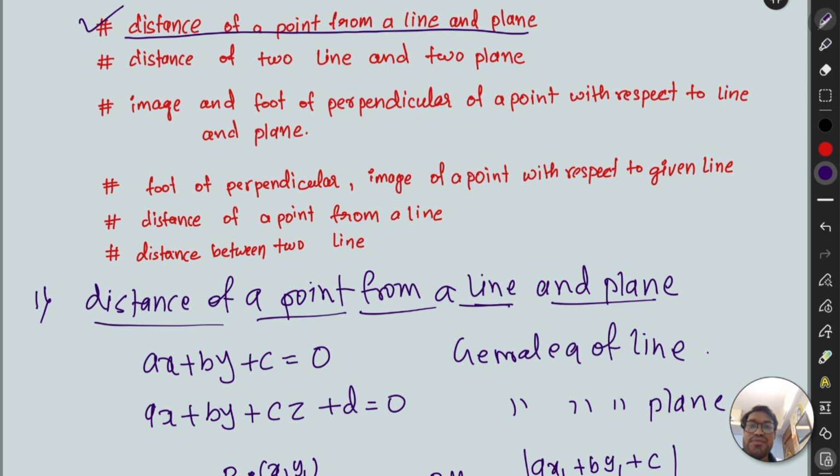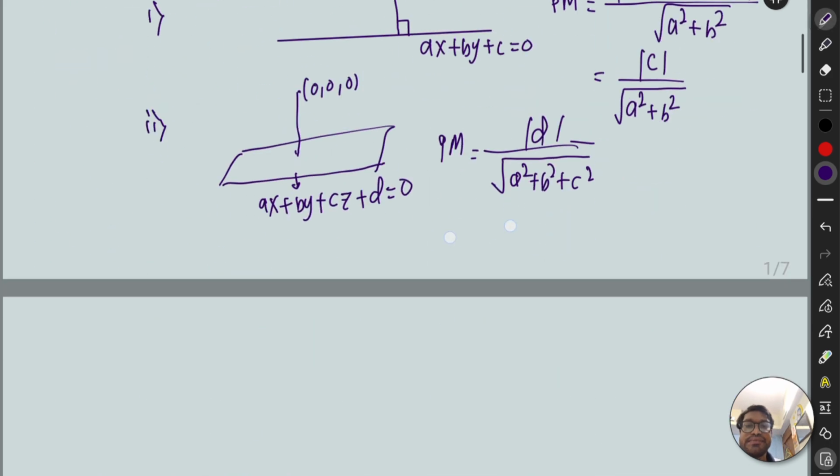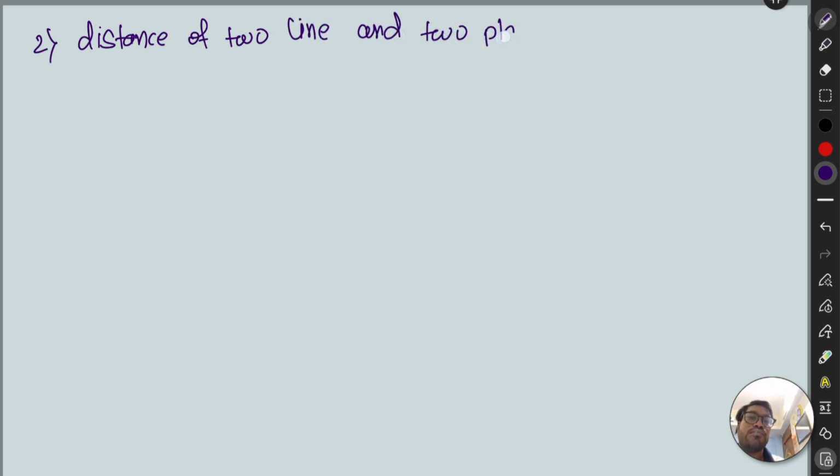Second, we'll go to the distance of two lines and two planes. Here, line and plane in the sense of two parallel lines. Suppose there is one line and there is another line.